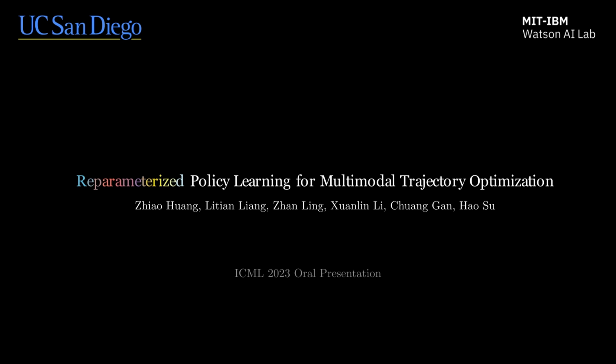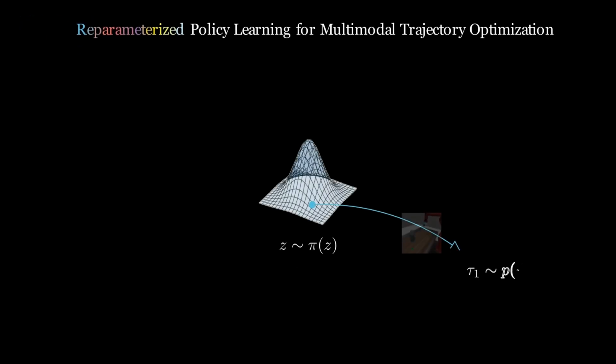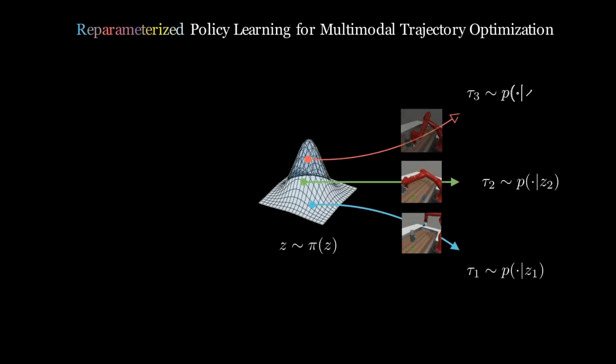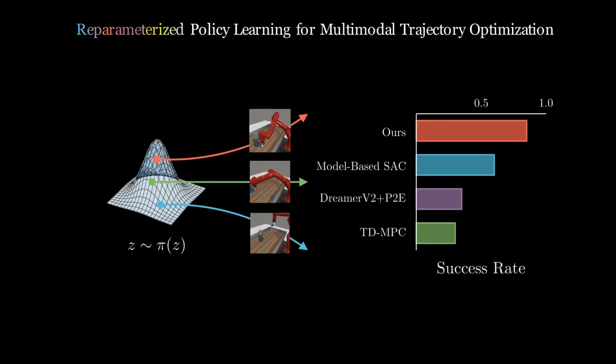Hi, today I'm going to introduce to you reparameterized policy learning for multimodal trajectory optimization. This is a joint work between UC San Diego and MIT IBM Watson AI Lab. Our method reparameterizes latent variables into multimodal policy to facilitate exploration and exploitation in continuous policy optimization. Our method outperforms existing methods on challenging object manipulation tasks that involve hard sparse reward exploration problems.